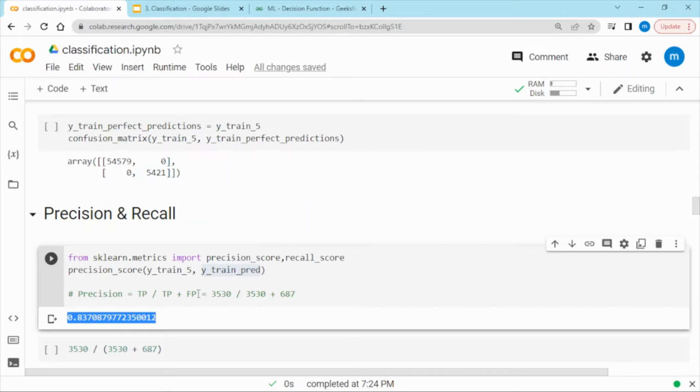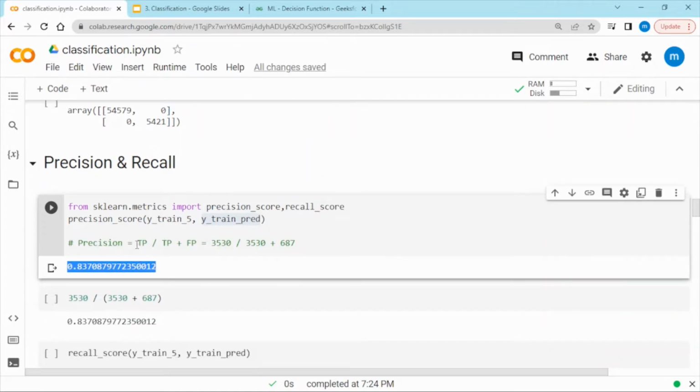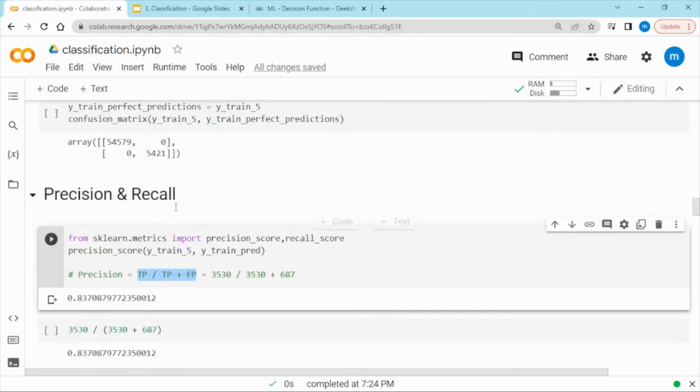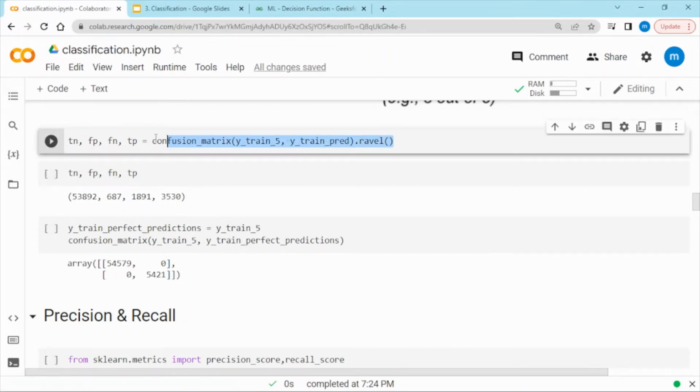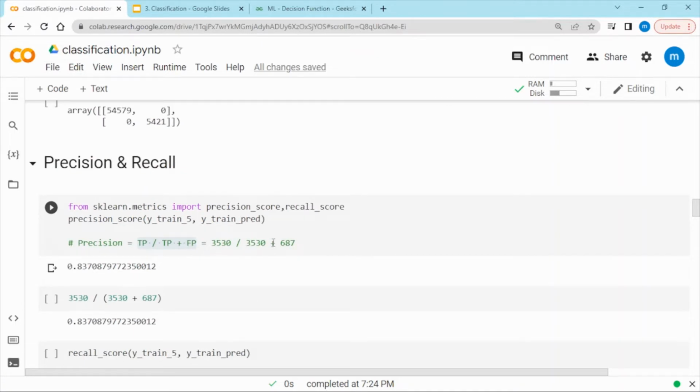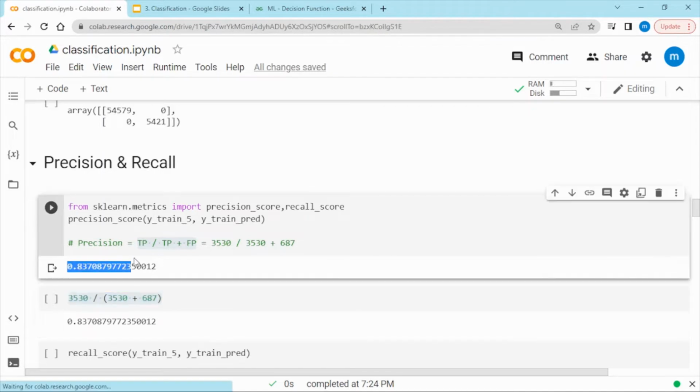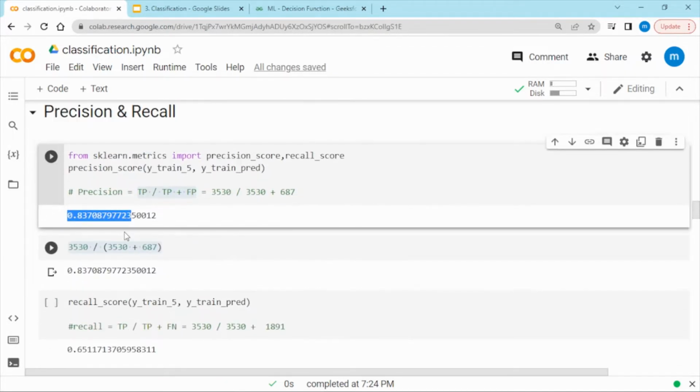If you pass these, you will get the precision. You can use this library, or you can also cross-verify with the formula. As I said, my precision formula is TP upon TP plus FP, where TP means true positive and FP means false positive. You can get the true positives from this line, which is 3530. So 3530 upon 3530 plus 687, and if you do this calculation you will get the same result. Both ways you can verify it, but as sklearn provides a direct way, we can use it.